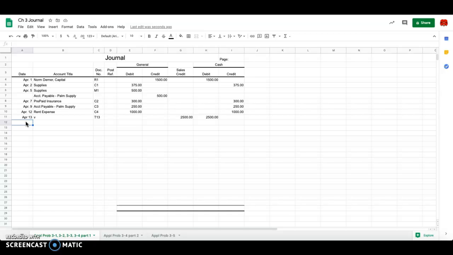All right, and April 14th says we sold services on account to, excuse me, L row. So we sold services on account. So we made a sale. Okay, that's what happens. We made a sale, but we haven't received any cash yet. So this is going to be our accounts receivable. All right, so we've got a credit.